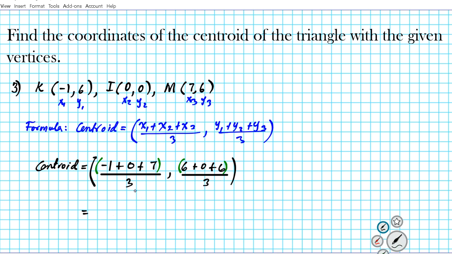So on the numerator, -1 plus 7 is 6 over 3. And then 6 plus 6 here is 12 over 3. And then the final answer for the centroid of triangle KIM is 2, so 12 over 3 is 4. 2, 4 is the answer to problem number 3.